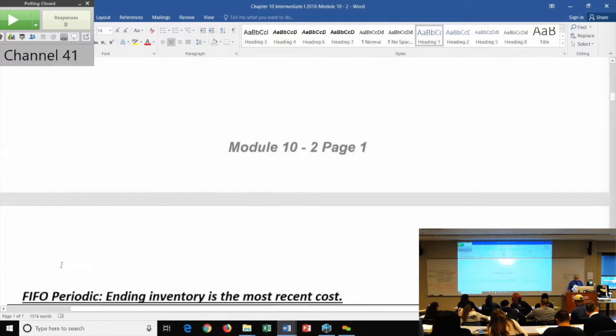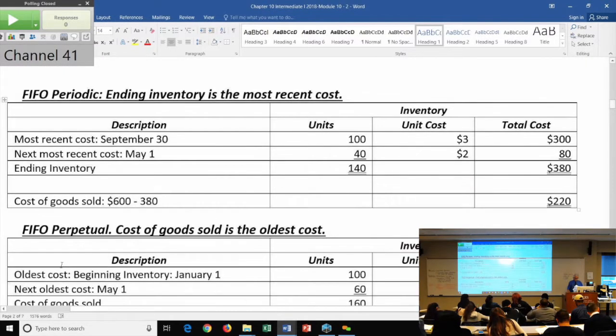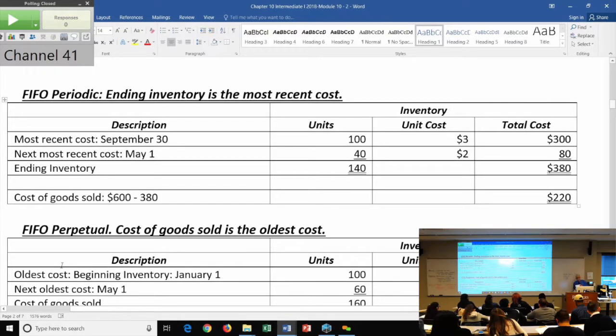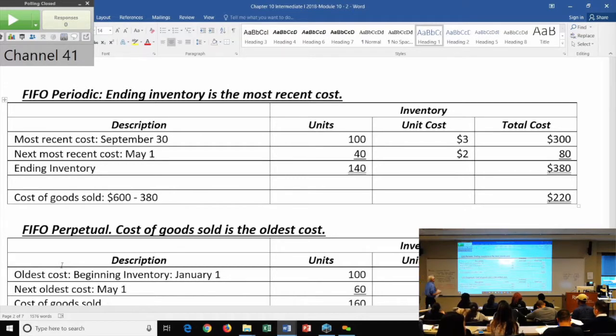Now, let's go first to periodic. Under the periodic inventory system, the primary focus is ending inventory. Under perpetual, the primary focus is the cost of goods sold. What tends to be a little bit of a problem with the titles of the methods is that when we look at a periodic, we're calculating ending inventory. So remember, under FIFO, the periodic focus is ending inventory, so let's do periodic first.